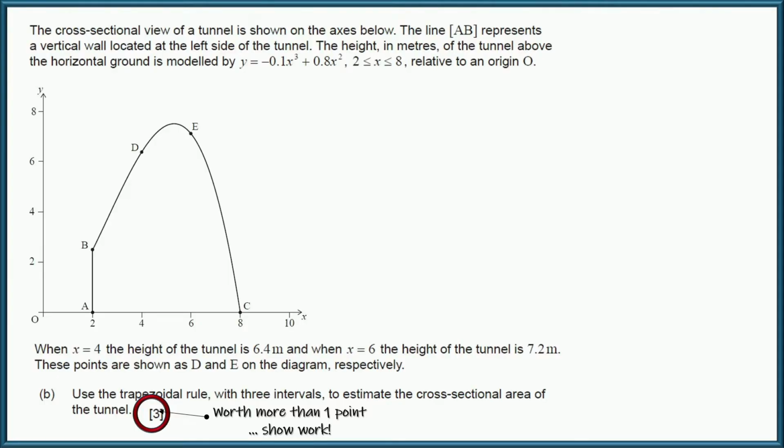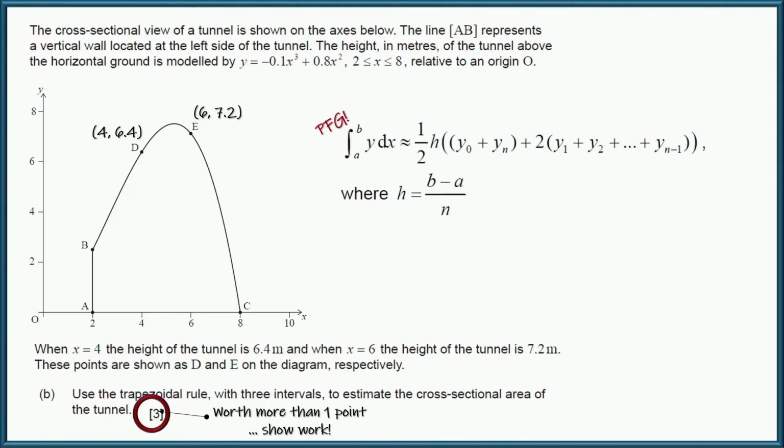It says when x equals 4, the height of the tunnel is 6.4. So it gives us that point right there. When it's 6, it's 7.2. And that's point D and point E. So let's go ahead and put that information on the graph. Let's write down our formula. Even though this is 3 points and the other one was 6, I actually think this is a little trickier to do. So this is our formula right from the book.